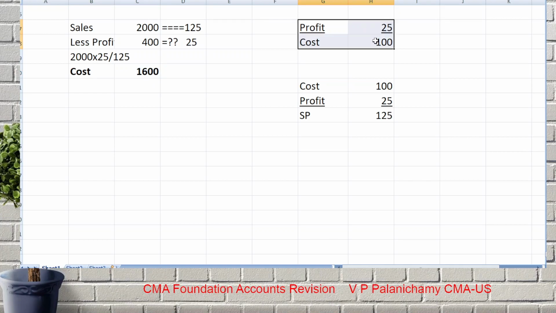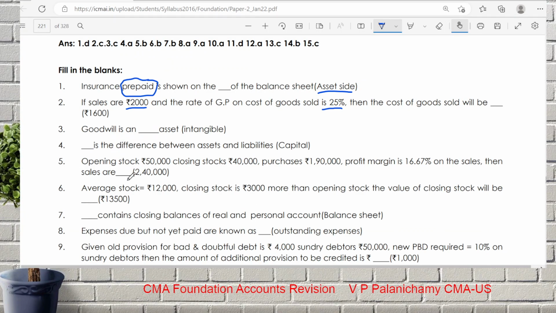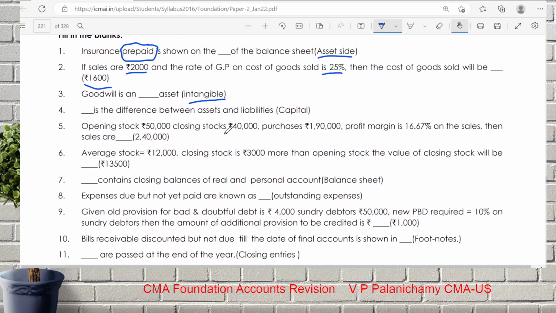Profit on cost is given. What do you mean by profit on cost? Profit is 25 rupees if cost is 100 rupees. So cost 100, profit 25. Now how much will the selling price be? 125. So this is like 125. What is 25? How much cost comes out? 1600. The answer is 1600. Goodwill is an intangible asset.